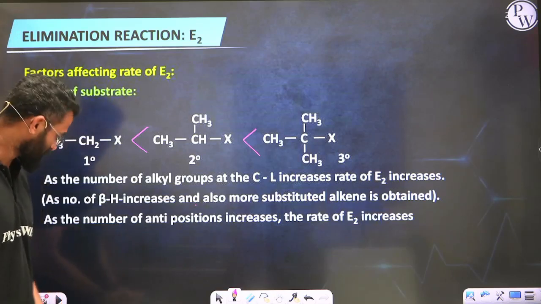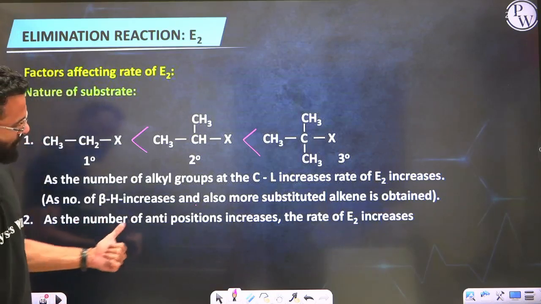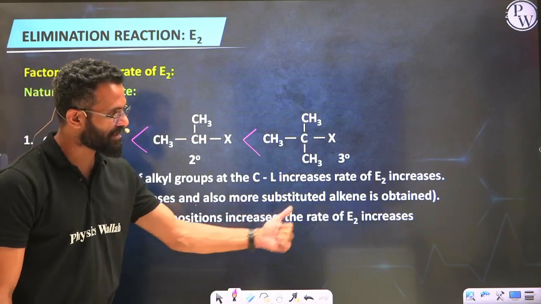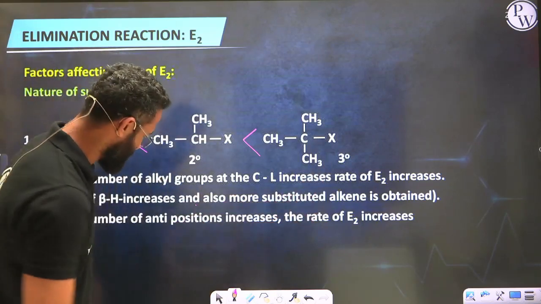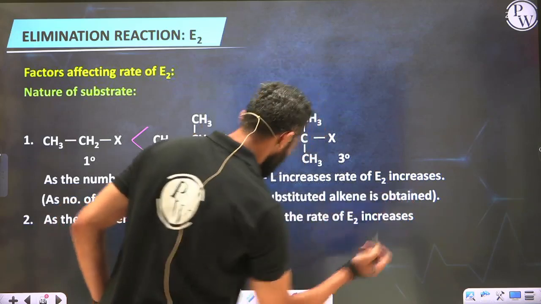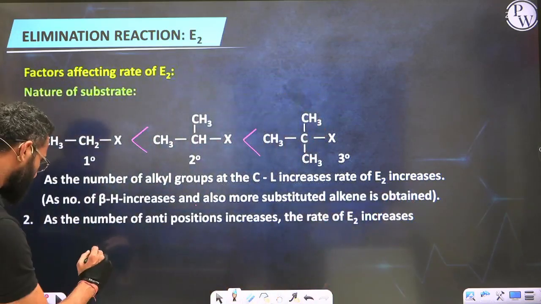Second important thing, as the number of anti positions increases, the rate of E2 also increases. Now what does this mean, guys? Look, suppose I take three examples.